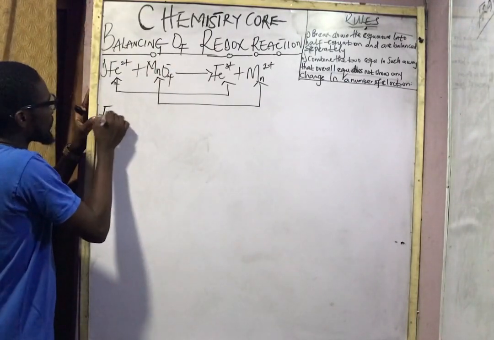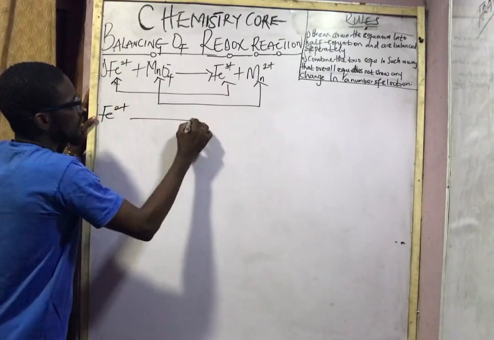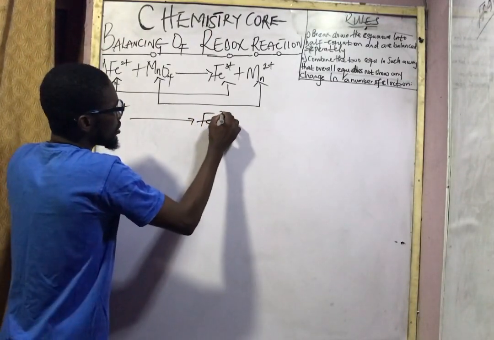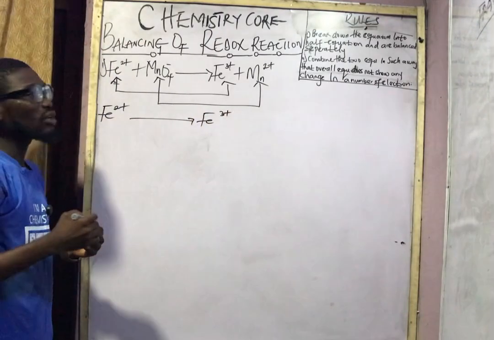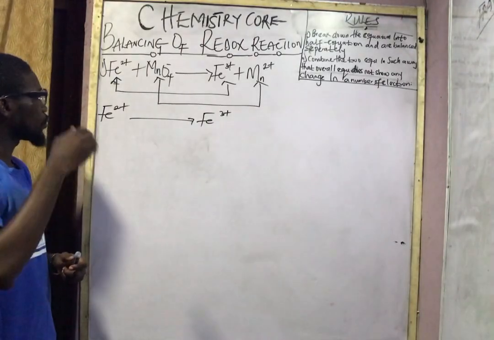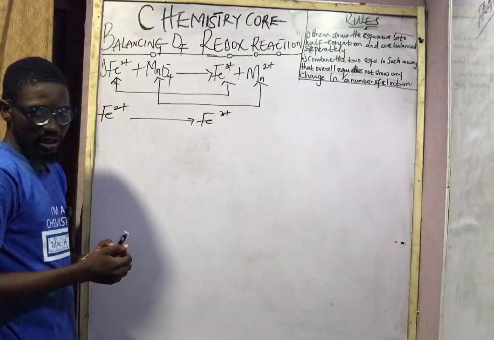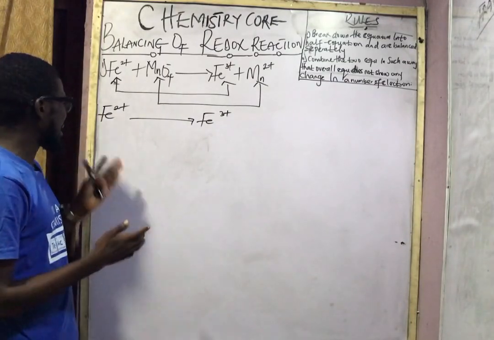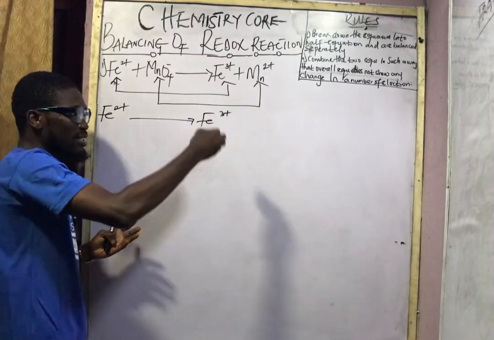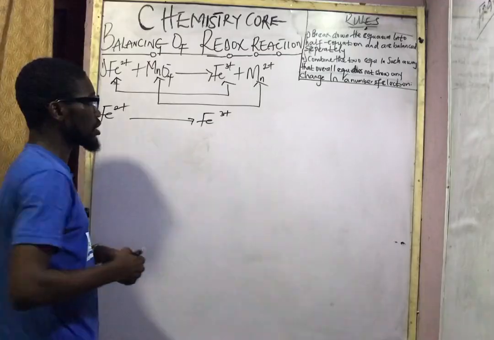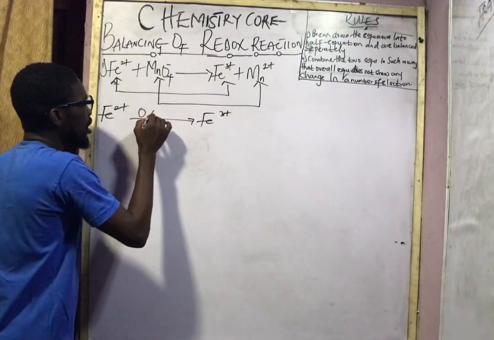So we have Fe2+ and Fe3+. Looking at what you have on the board here, from +2 to +3, there's an increase. At the reactant side, we have +2. At the product side, we have +3. So this is oxidation.